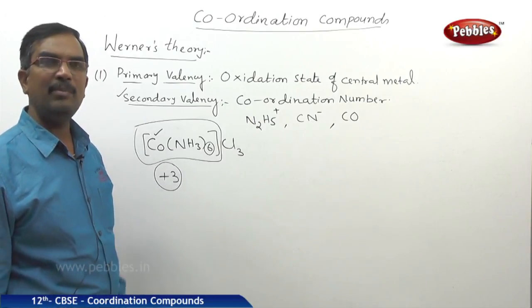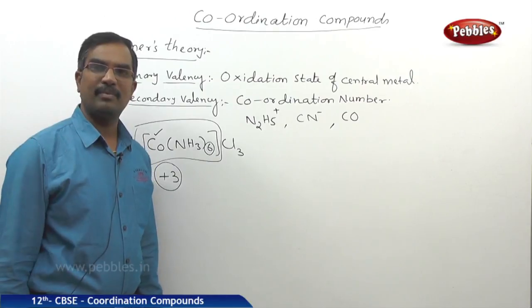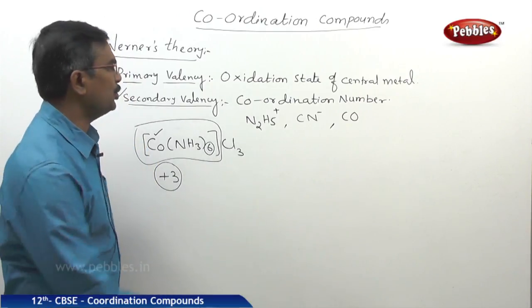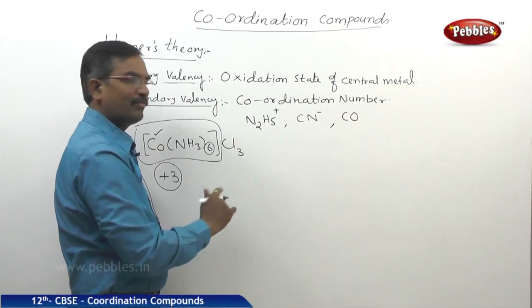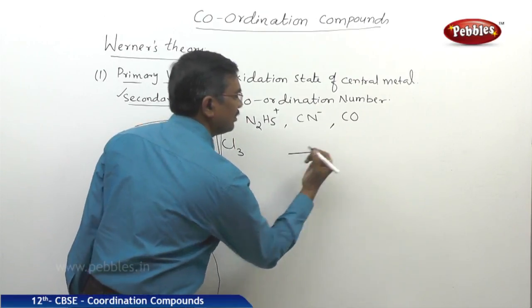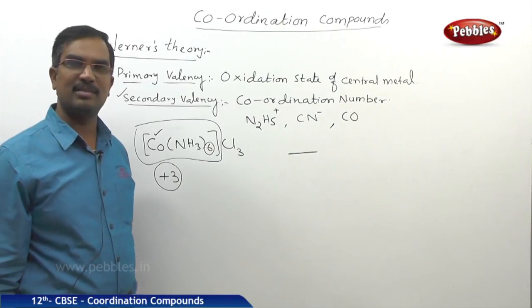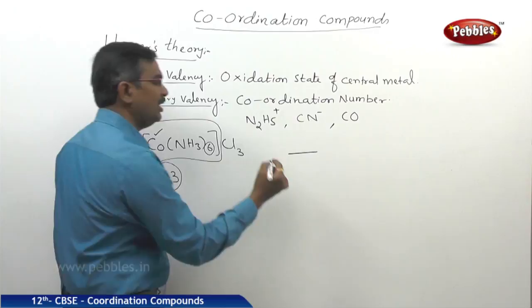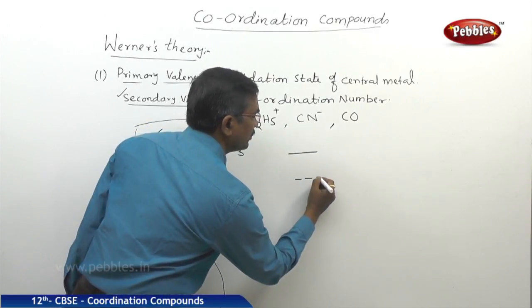At the same time, while representing the complex, in order to show the secondary valency we have to show it with dark lines like this. If it is a primary valency, we have to show it like this.